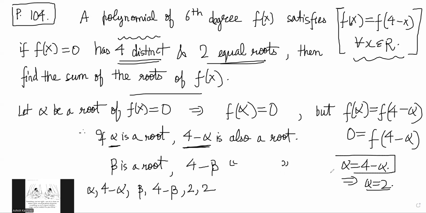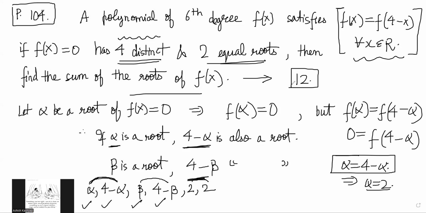The only way in which roots are equal is if alpha is equal to 4 minus alpha, which means alpha is 2. So our 6 roots are these: alpha, 4 minus alpha, beta, 4 minus beta, and then 2 and 2, the 2 equal roots. Therefore, you can see the sum of every pair of these distinct roots is 4. This is 4 and this is 4. So the sum of the roots of f of x equals 0 is 12. So that solves this problem really quickly.